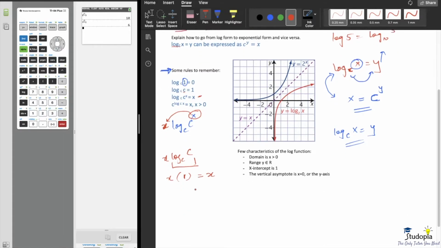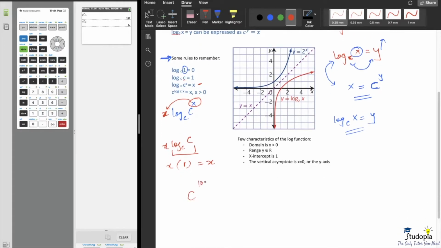So the next rule, which is c to the log base c of x, if you remember, I told you exponentials and logs are inverses, so because the c is raised to the power of log base c, these two will cancel out, giving you just an x. So keep that in mind, okay?